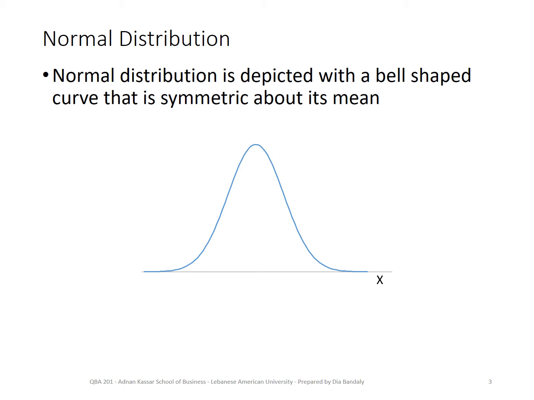And this curve, you can see that it's symmetrical around the mean of x. Here we go, mu is the mean of x. So the symmetry of this curve is very important. We're going to use that property later on.